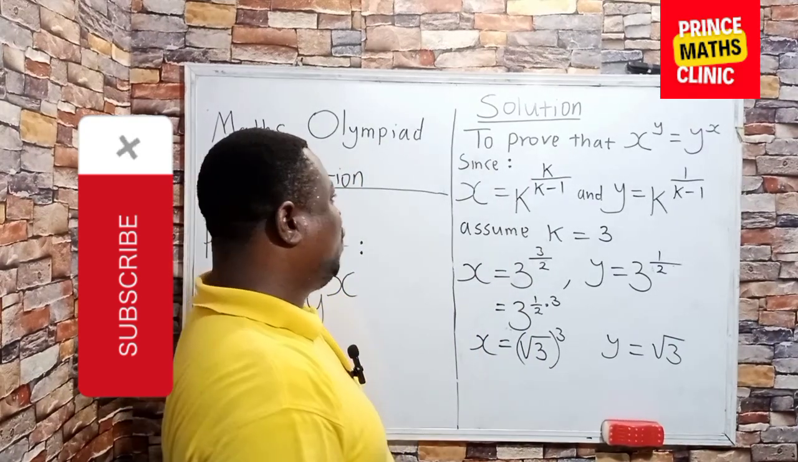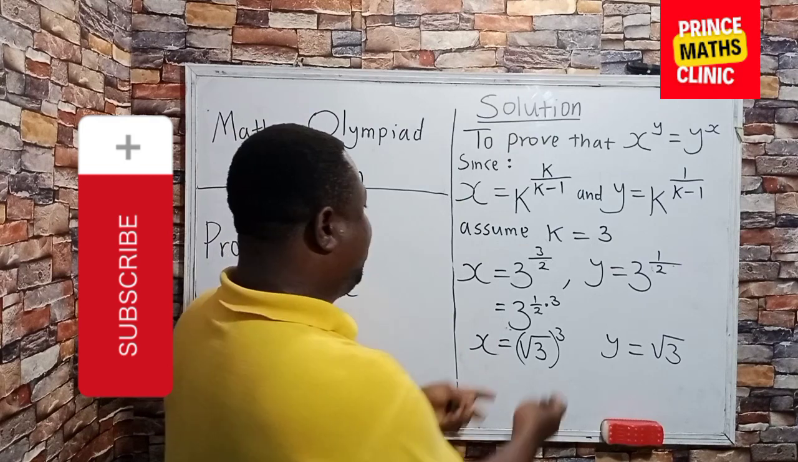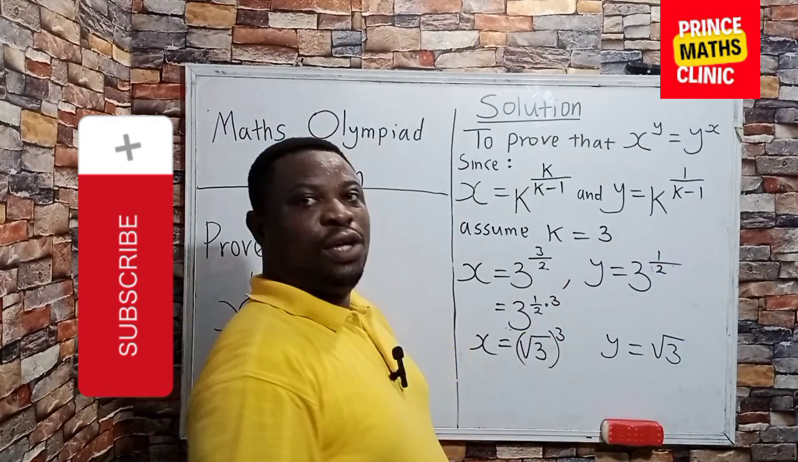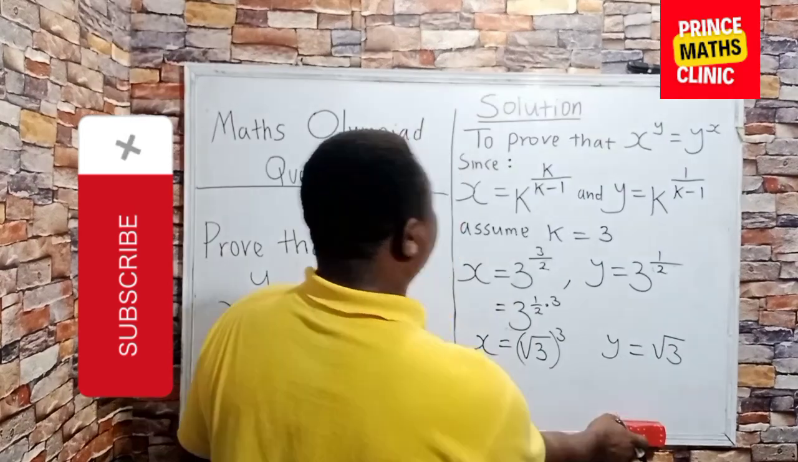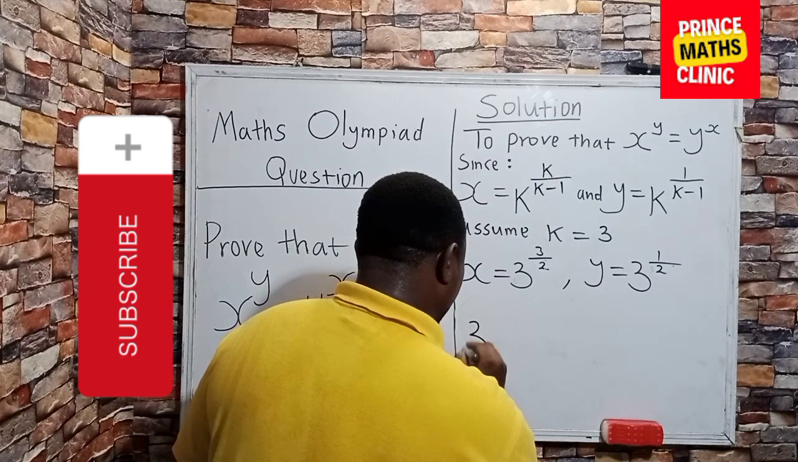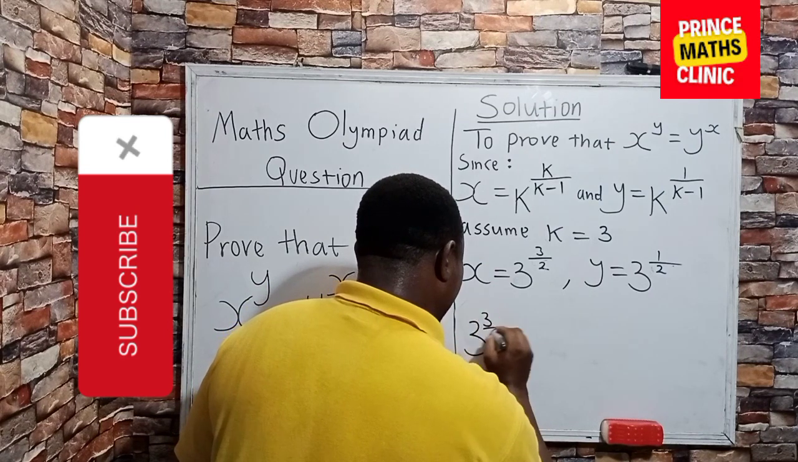So let's see if they are equal. So I can pick either this or this. So let's test our value. x to the power of y is now 3 to the power of 3 over 2.